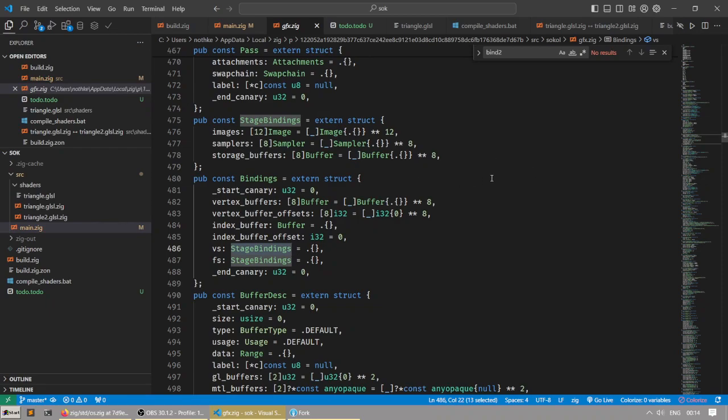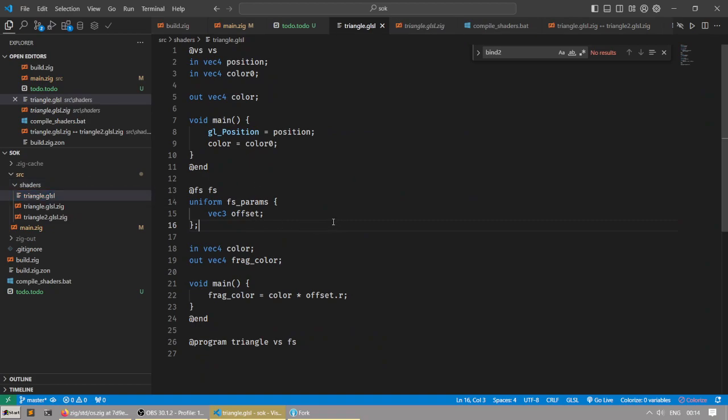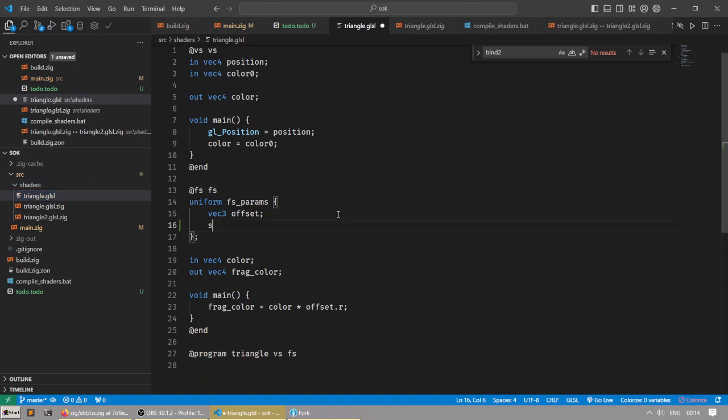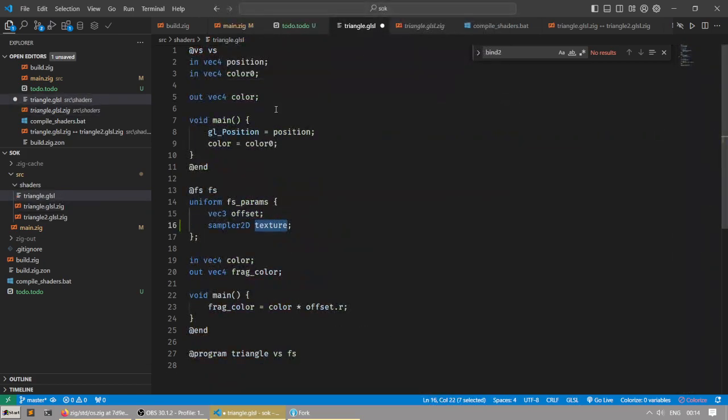What is the difference between samplers and images, though? That is a bit confusing. If I use sampler2D, right? Because that's how you do it when you're passing in a uniform. You do a sampler2D, and then you have your texture. Is this an image or is this a sampler?